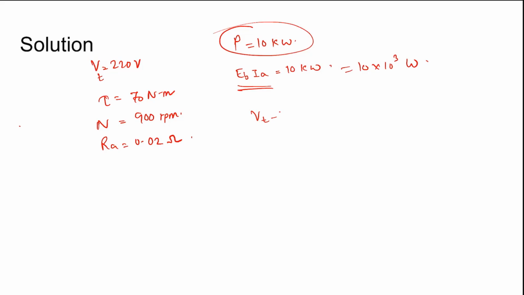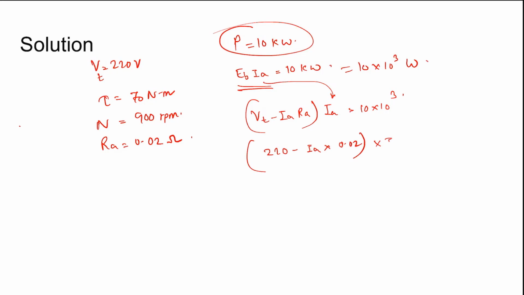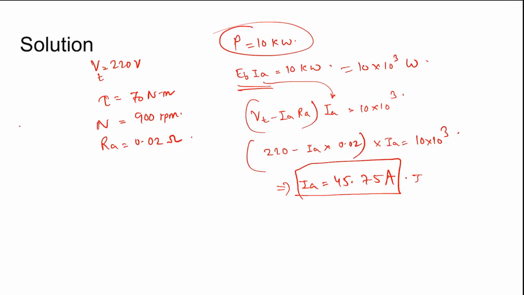Now Eb can be written as Vt minus IaRa, this into Ia, equal to 10 into 10 to the power 3. So 220 minus Ia, which is not known, into 0.02 ohm, into Ia, equal to 10 into 10 to the power 3. From this, Ia is coming out to be 45.75 amperes, taking the positive value, as Ia must be greater than 0 for electrical motors as per the assumed direction of Ia.